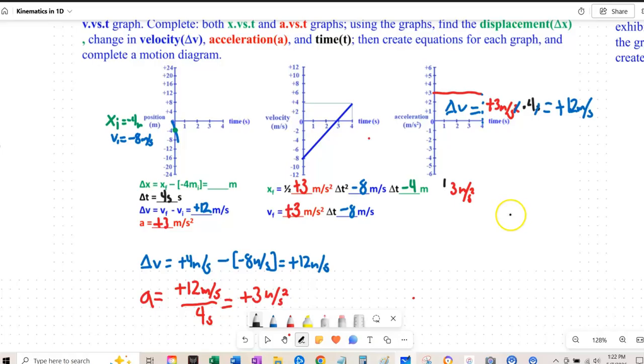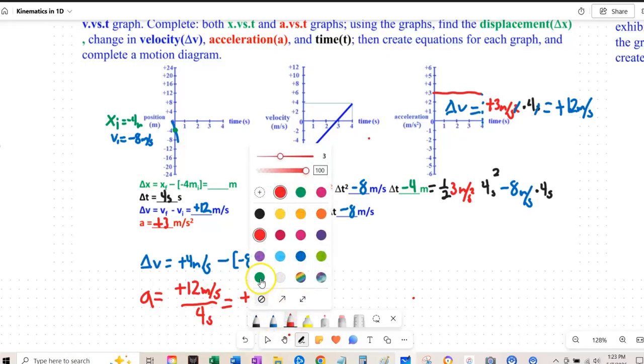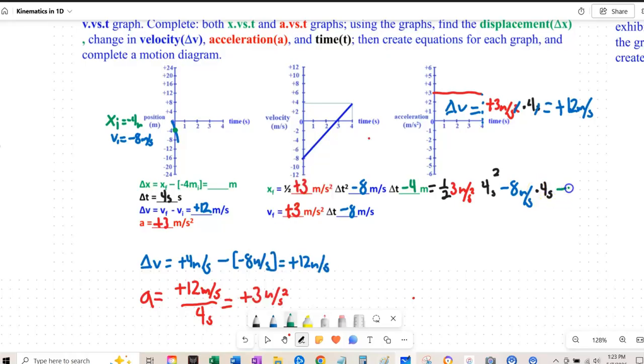Little equal sign. Okay. Now we got to multiply that by 4 seconds that we're going to end up squaring. So we're going to square this 4 seconds. It's not 4 seconds squared, it's going to end up being 16 seconds squared. Now we're going to subtract from that this 8 meters per second times 4 seconds. And then we are going to subtract from that our starting position, which is negative 4.